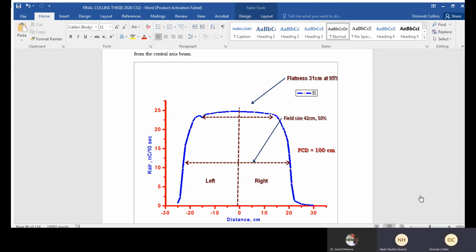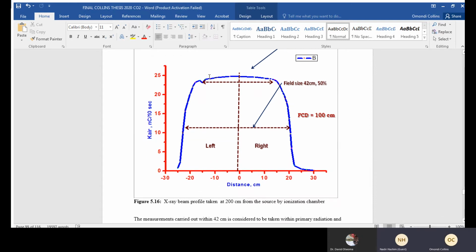Okay, you can proceed. If you analyze this profile, I found there was a deviation of about 2 centimeters; the alignment was 2 centimeters off from the central axis of the beam.